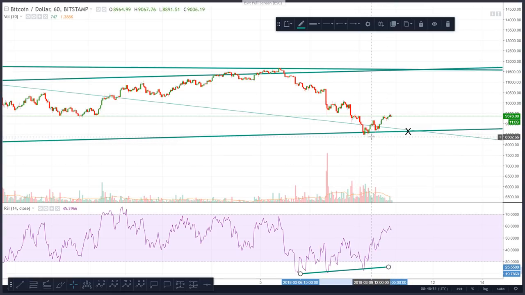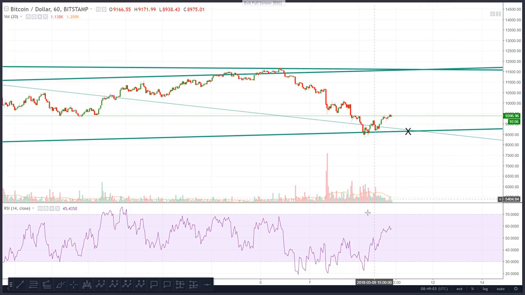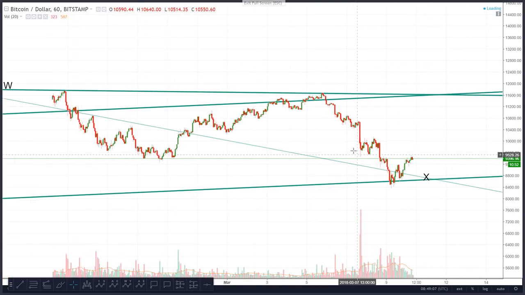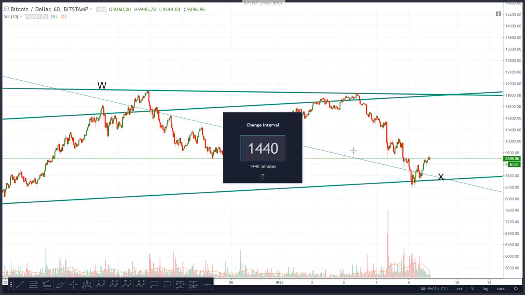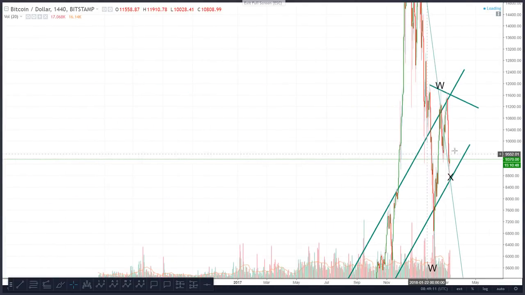So RSI confirms a change in trend. The daily candlestick confirmed the change in trend. Volume had come in, and it had completed an expanded flat. So a few reasons there for a change in trend. I've also drawn some other lines which I'll show you now. Let's remove the RSI and let's go on the daily again. So some quite interesting lines.